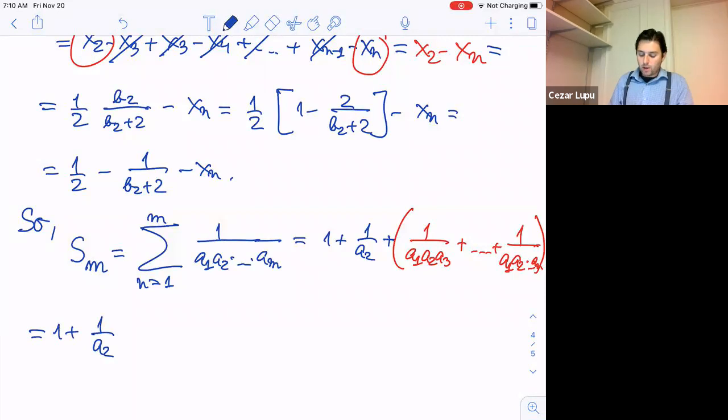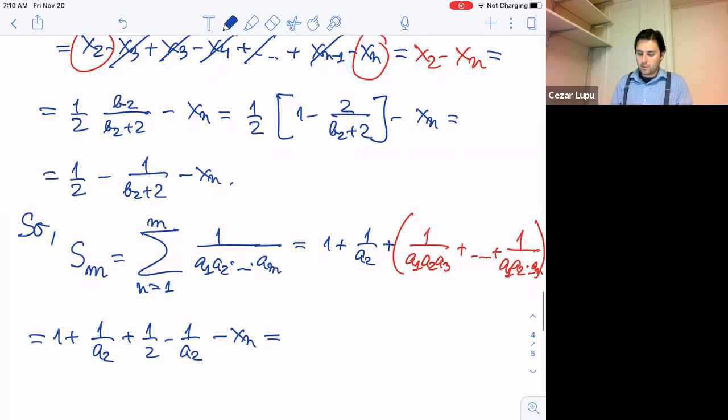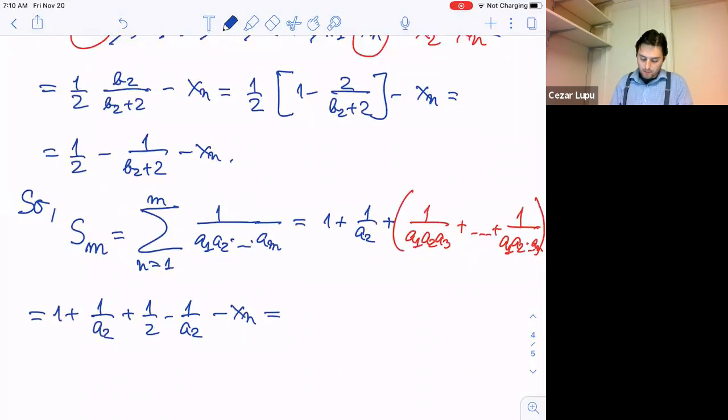And now we're going to use the telescoping thing. So that would be plus 1/2 minus 1 over a2, right? Minus xn. And this would be nothing else if we add up everything. These two guys will just go away. So it will be 3/2 minus xn.